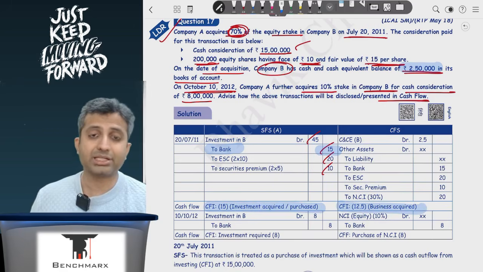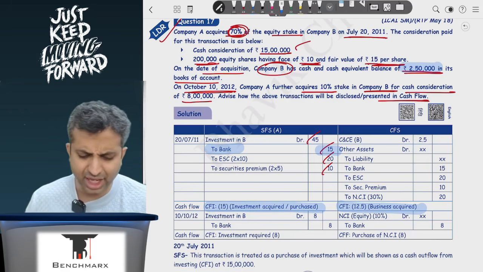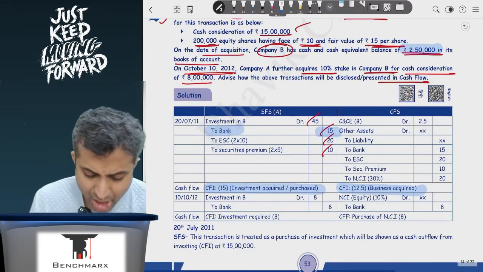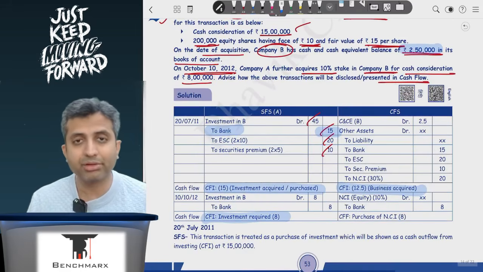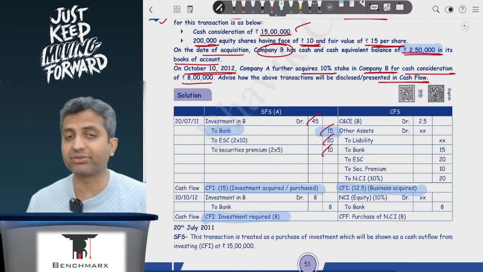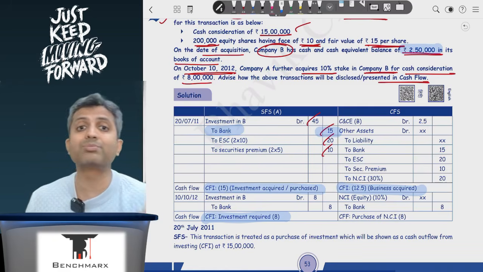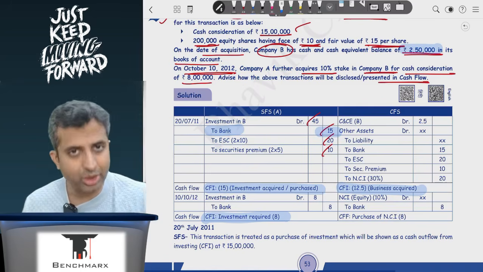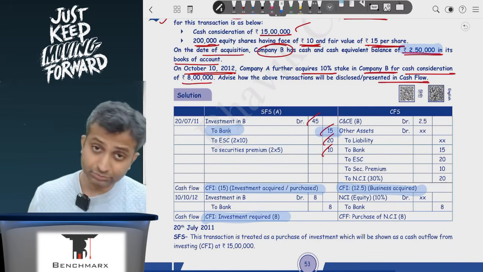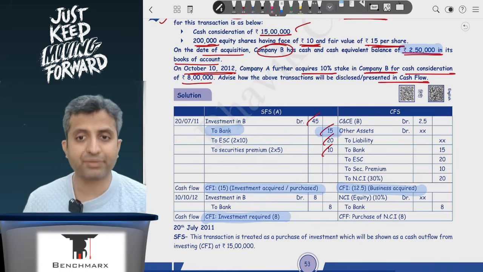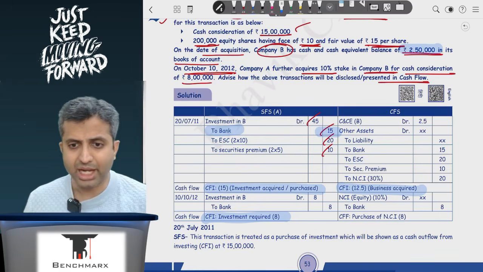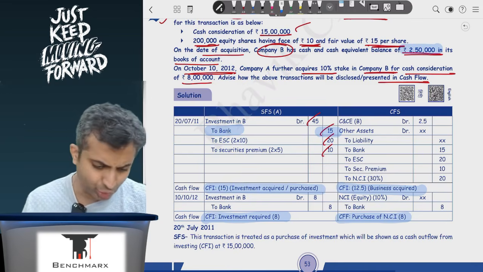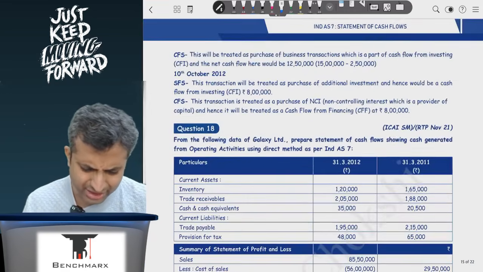Then when I acquire another 10% stake, my entry will be investment account debit to bank, that is 8 lakhs, and hence there will be a CFI worth 8 lakhs clearly. However, when I look at consolidated financial statements, this is interesting. This 10% is treated as purchase of NCI. So your entry will be NCI account debit, whatever is a gain or loss will go in other equity, to bank. But NCI is a provider of capital. It is a financing cash flow, and as a result, this will be a cash flow from financing worth 8 lakhs if this has to be shown. This is question number 17.